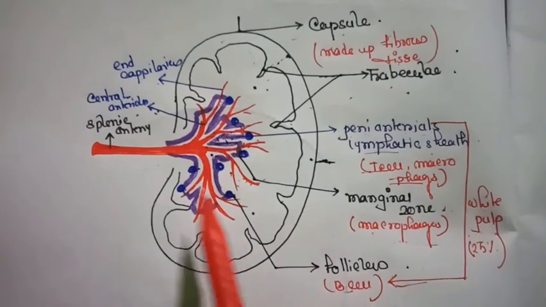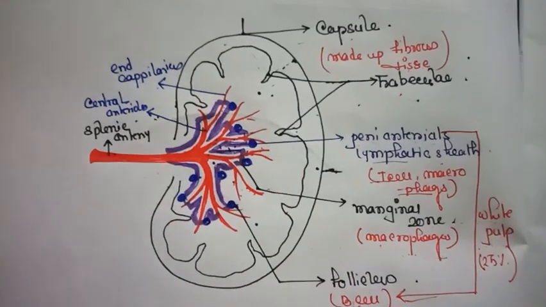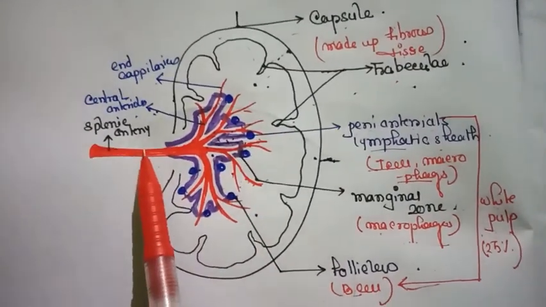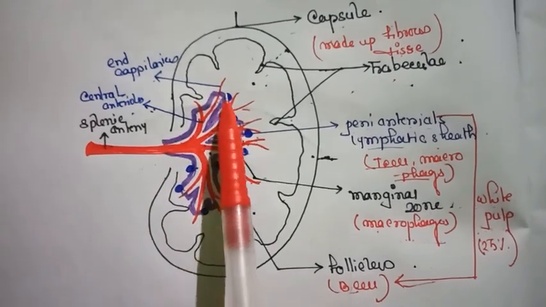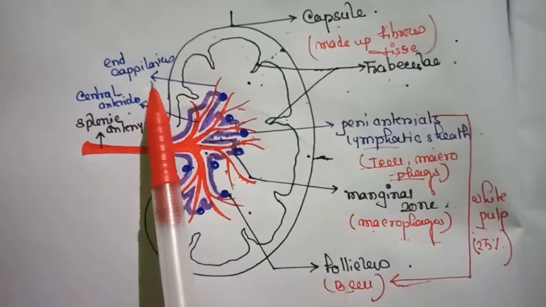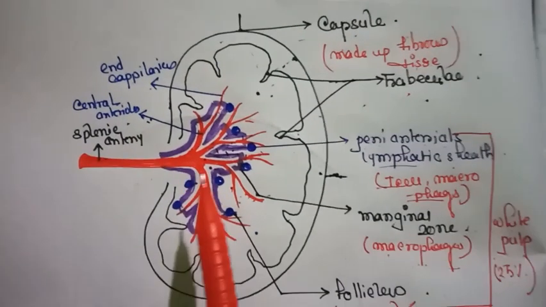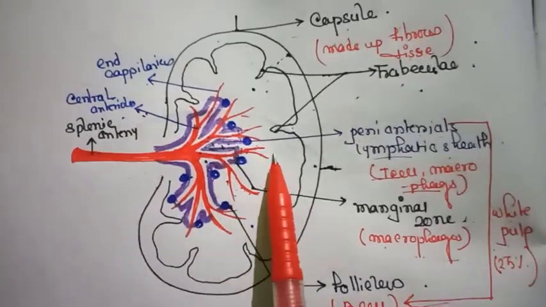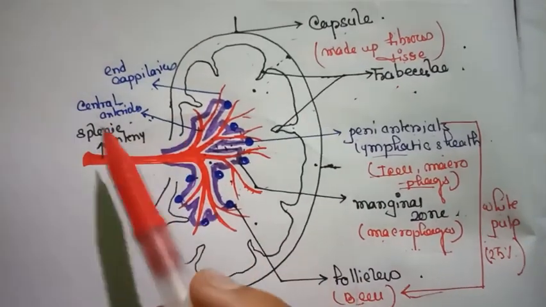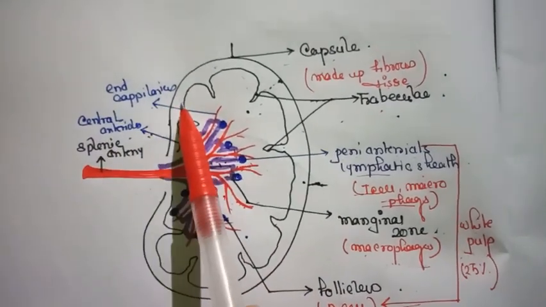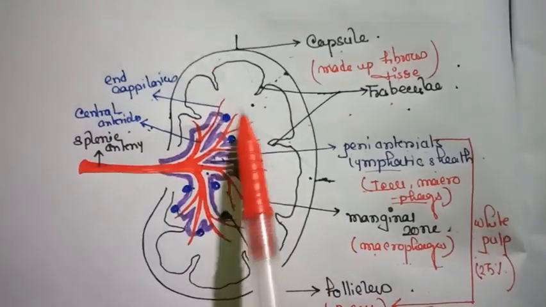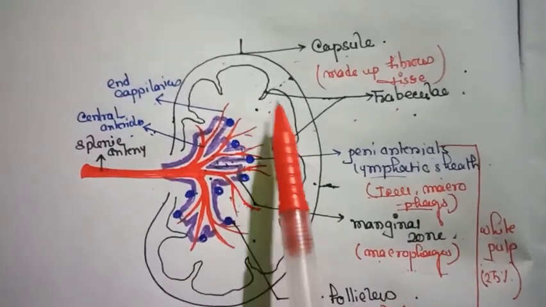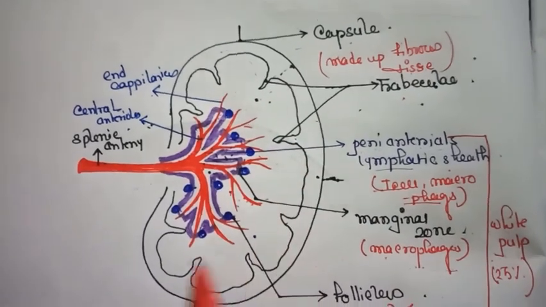So now, going back to the splenic artery. This is the splenic artery, and it divides into the central arterioles, which also branch, and these are called the end capillaries. So when there is an artery, there has to be a vein. These end capillaries and end arteries have no wall, which allows the red blood cells and other cells to flow into the surrounding tissue.